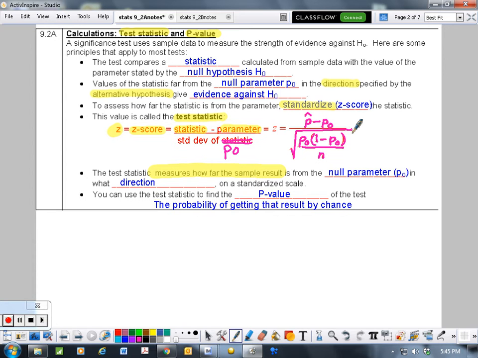Now, once we calculate our Z-score, we then calculate the probability of getting that value. And so now we're going to start calculating the p-value, which is just a probability value, the probability of getting that result by chance. And that means we're going to start using normal CDFs. We're going to use a normal CDF for a Z-score, which means we're going to have a mean of 0 and a standard deviation of 1 on our CDFs.